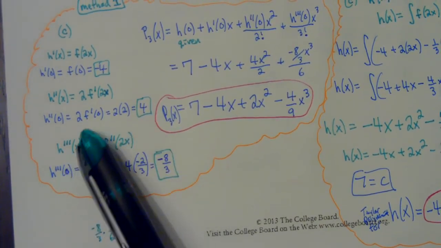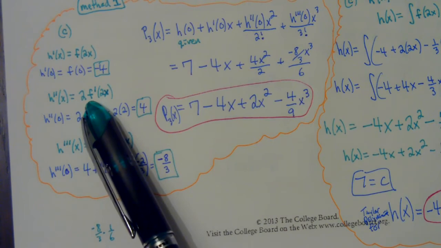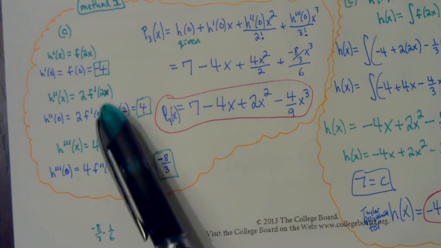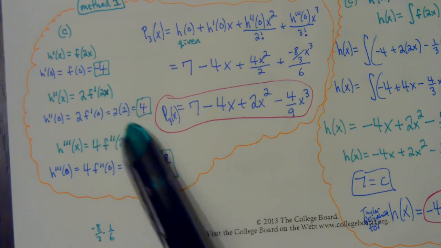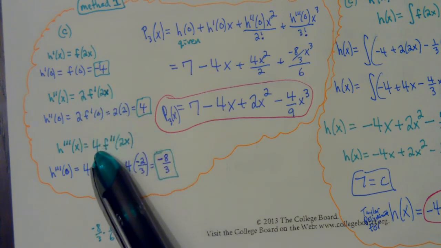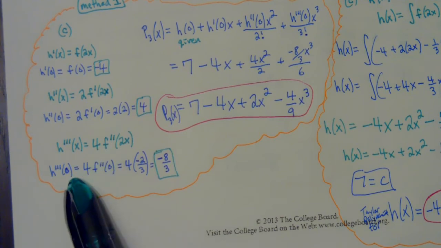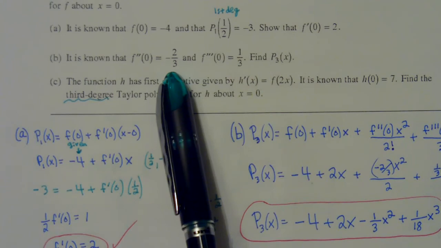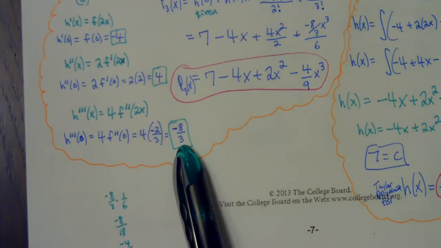And then that triple prime, you got to do the derivative of this to get the third derivative. So the derivative of that is going to be f double prime of that 2x, but you got to times it by the 2 again, and you already had a 2 out there. That's why it became a 4. And then when we plug in 0, you got 4 times f double prime of 0. F double prime of 0, they're telling us is equal to that negative 2/3. So I get to use that. There's my negative 8/3 right there.